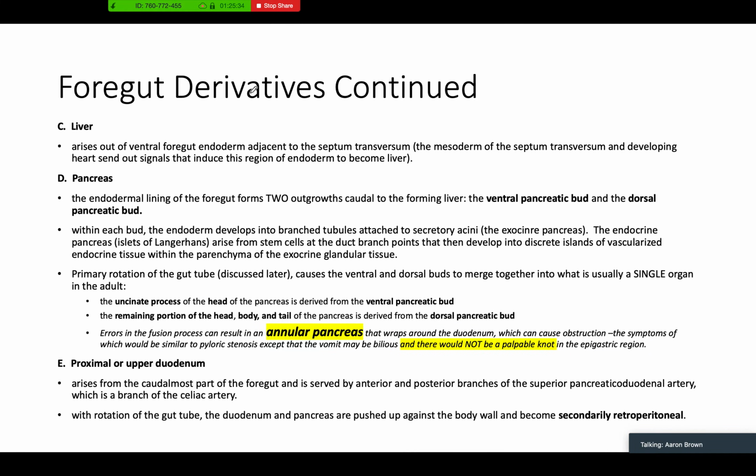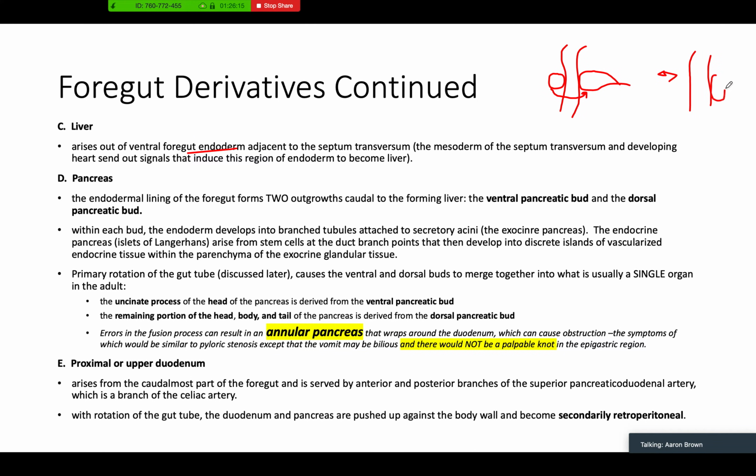Continuing with things from the foregut, our liver is coming from the endoderm. Great. Pancreas is formed from two growths. Believe it or not, when your body is developing as an embryo, you have one part of your pancreas on one side of your duodenum and the other part of the pancreas on the other side. Okay. And so as your stomach is rotating and the rest of your gut is rotating, this part of the pancreas is going to rotate and move around the duodenum, connect with the other side, and give us the uncinate process that we're used to seeing on a human pancreas.